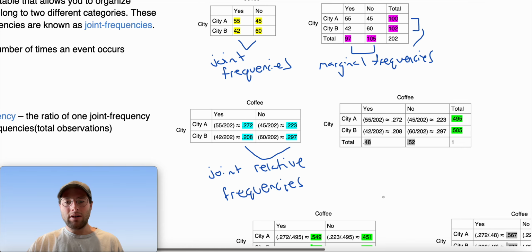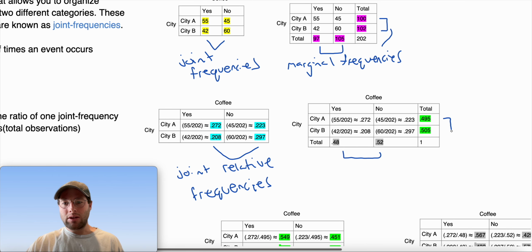Now let's take a look at the second table. What these highlighted values represent are the marginal relative frequencies. Like above, how we had marginal frequencies, which we got by adding up the values in a row or adding up the values in a column, we get the marginal relative frequencies by doing the same thing, except now the values we're adding up are not the joint frequencies, but the joint relative frequencies. So we call these marginal relative frequencies.